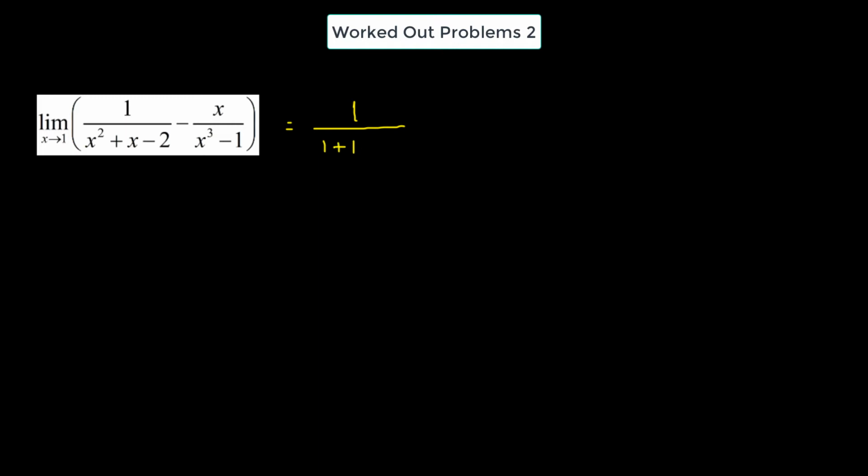So that leaves us with 1 plus 1 minus 2 in the denominator, minus 1 over 1 minus 1. So we have 1 over 0 minus 1 over 0. So 1 over 0 is infinity minus infinity. So this is an indeterminate form. However, we need something of the form 0 over 0 in order to continue.